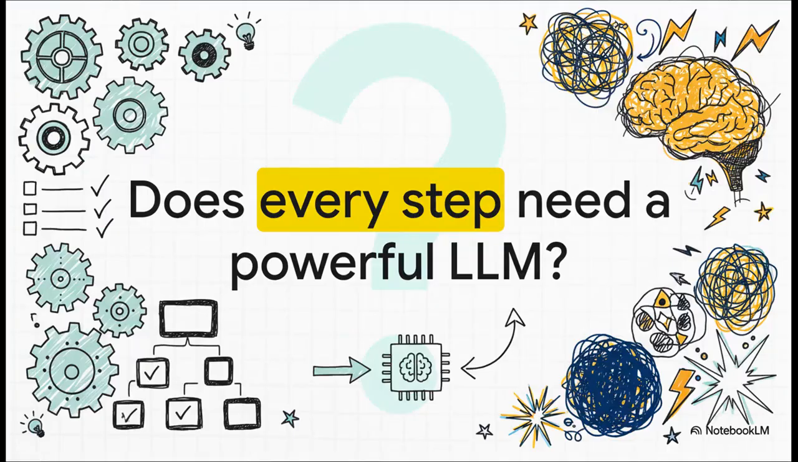But this is the million-dollar question, isn't it? Does every single step in that chain, especially that very first decision to go down path A or path B, really need the full power, the full cost, and the full complexity of a massive language model? The answer is a hard no.